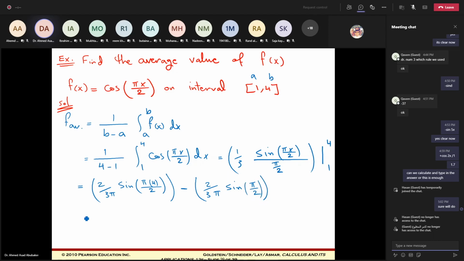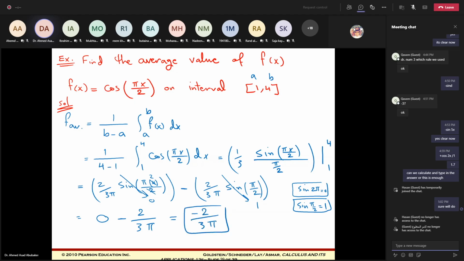Okay, now this is 0 because this is 2 pi, so sine 2 pi equals 0. Sine pi over 2 equals 1. So this is 0 and this is 1. So we have 0 minus 2 over 3 pi, so negative 2 over 3 pi. This is the average value for the function cosine pi x over 2 on the interval from 1 to 4. Okay, any question?